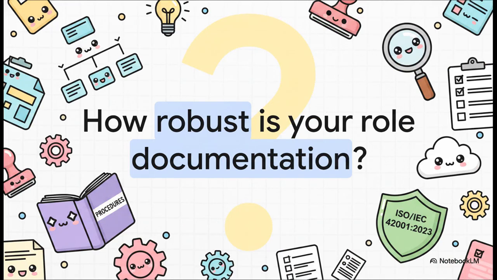So, as we wrap up this explainer, I want to leave you with something to really chew on. How robust is your own organizational role documentation and internal auditing practice? Seriously, if a lead auditor walked into your office tomorrow morning, would they find a strategic, tightly aligned AI system with clear accountability? Or would they just find a bunch of undocumented gaps and isolated fault finding? It's a vital question to ask yourself as we all navigate this standard.